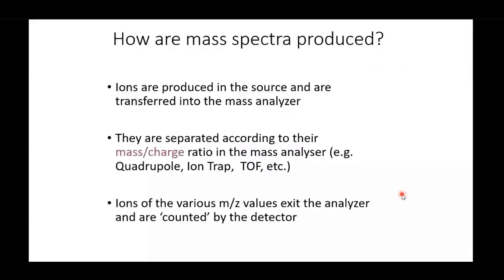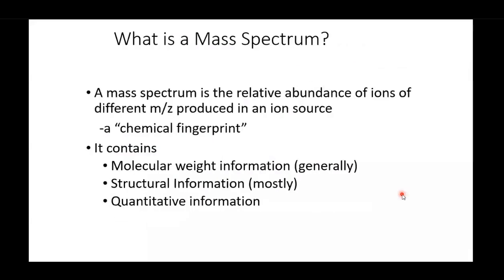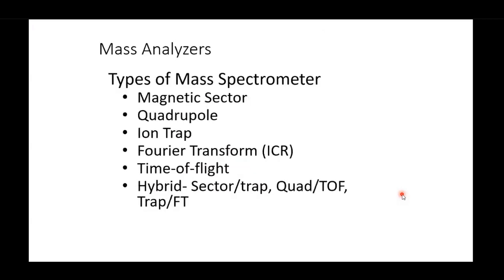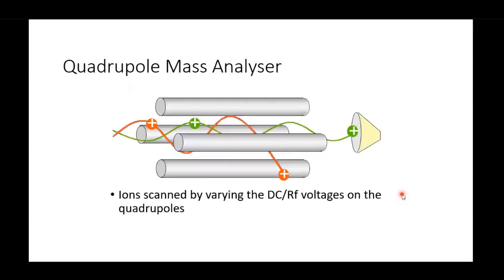Okay, so we get into the mass analyzers quickly. There are several mass analyzers. I am going to talk only about the quadrupole mass analyzer and maybe the time of flight mass analyzer quickly. The quadrupole mass analyzer is the most commonly used kind of mass analyzer. 90% of the mass spectrometers used in LCMS or GCMS use a quadrupole mass analyzer.